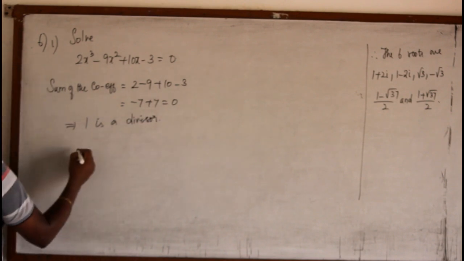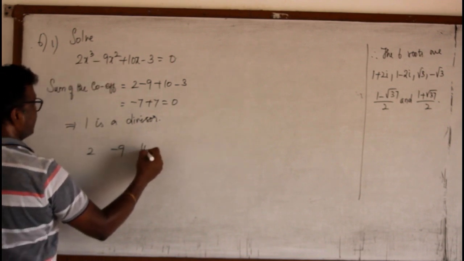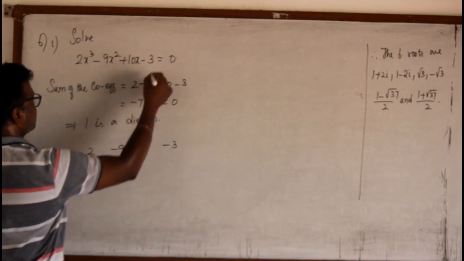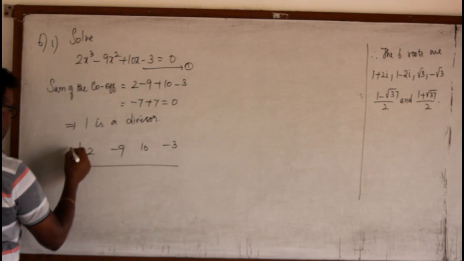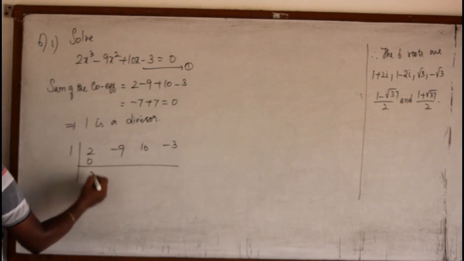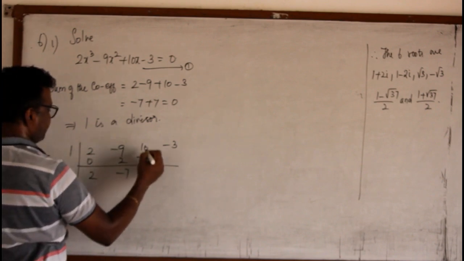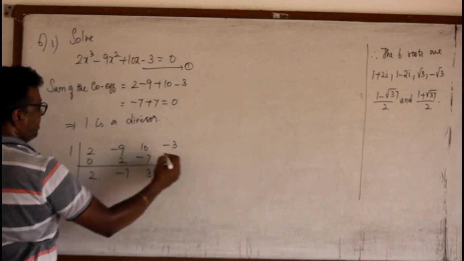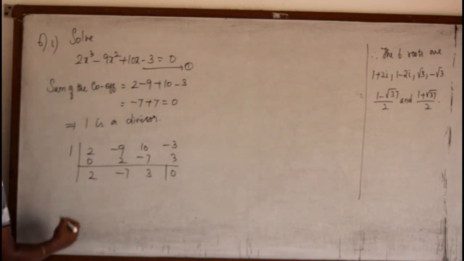That means if I take the coefficients 2, minus 9, 10, minus 3, we shall keep this one as 1. If I divide by 1, then it is 2. 2 ones are 2, minus 7. So minus 7, 10 minus 7, 3. 3 plus 3 ones are 3. See, it becomes 0. Therefore, 1 is a divisor.